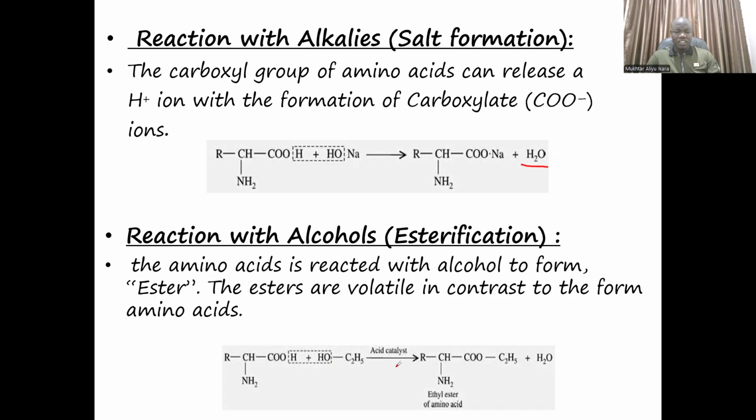So you have ethanol reacting with the amino acid to generate the ethyl ester of the amino acid in the presence of an acid catalyst that promotes or facilitates the reaction. After the reaction, the ethyl ester of the amino acid is generated plus water molecules. So this is the esterification reaction of an amino acid.